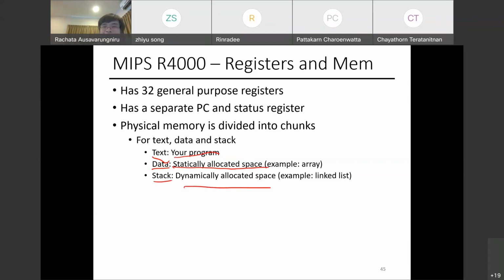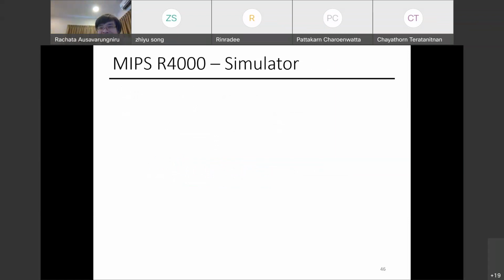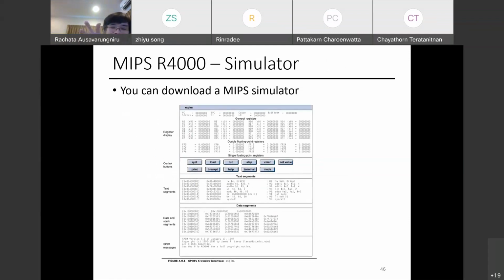And the nice thing about this is there is a MIPS R4000 simulator. Basically, it simulates the actual running of the ISA. You can write a program. You can write your own MIPS R4000 program and feed this program to the simulator. It would run your code and it would actually allow you to see what's going on in all these registers. The values will get updated.